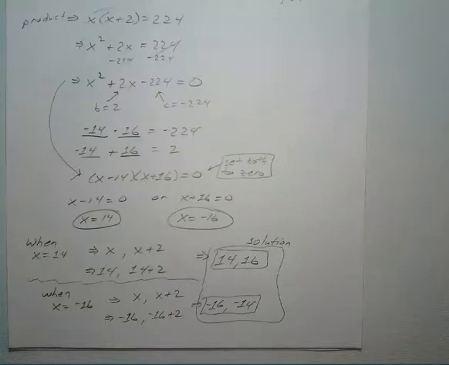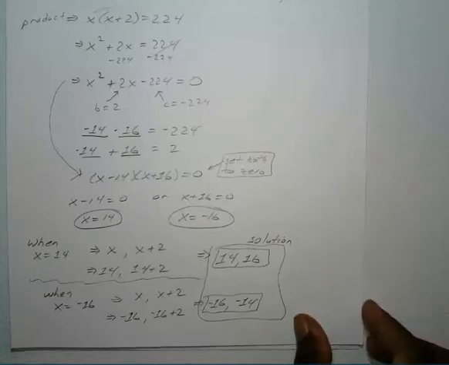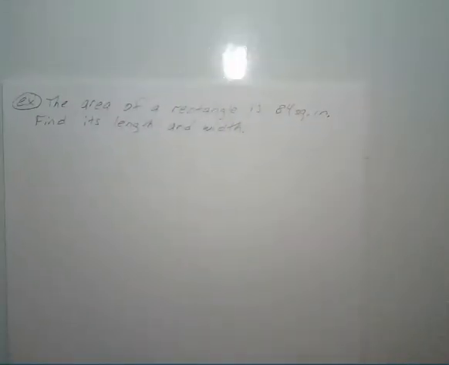If you're still writing, feel free to press pause. We're going to go to our next example. The area of a rectangle is 84 square inches. Find its length and width.